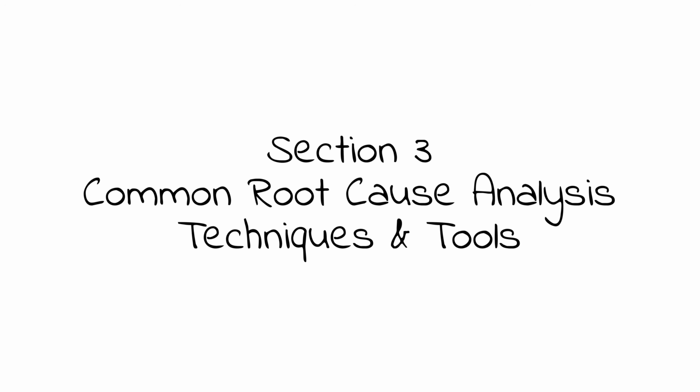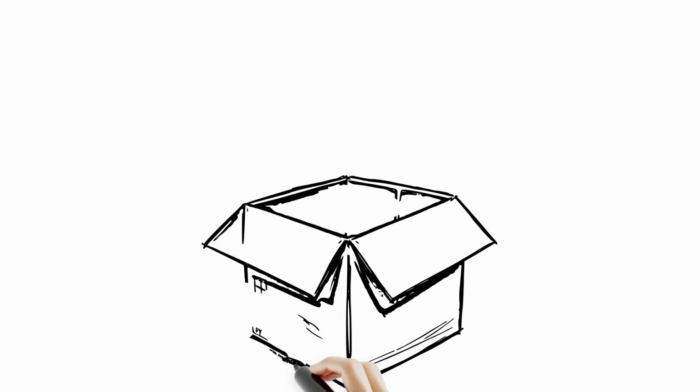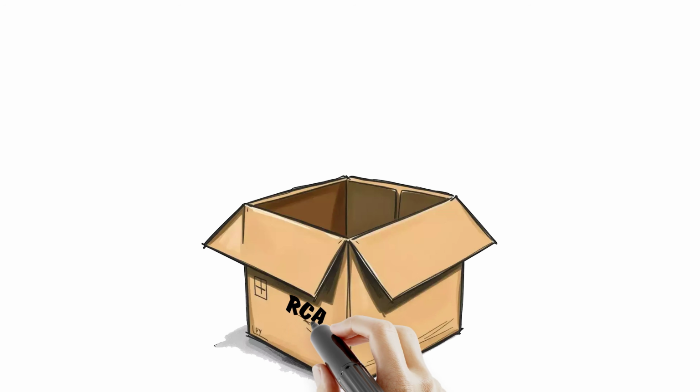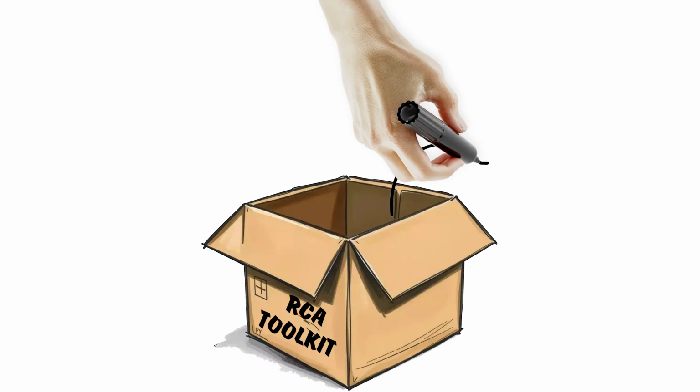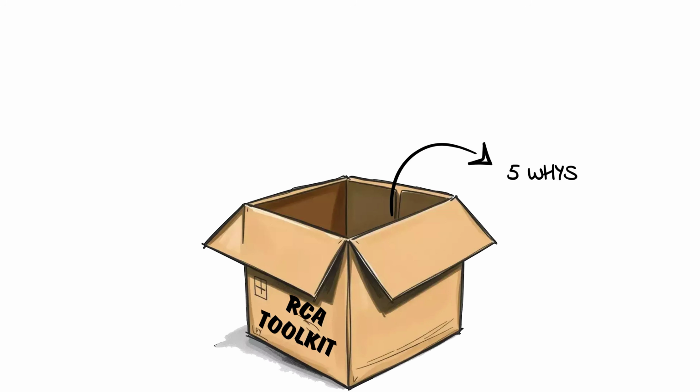Section 3. Common root cause analysis techniques and tools. Let's talk about the most effective RCA tools. Each has its strengths. The trick is knowing which one to use. 1. 5 whys. Simple but powerful. Keep asking why until you reach the true cause. Best for simple, single problem cases. Example: why did the machine stop? Why was there an overload? Why was there no lubrication?